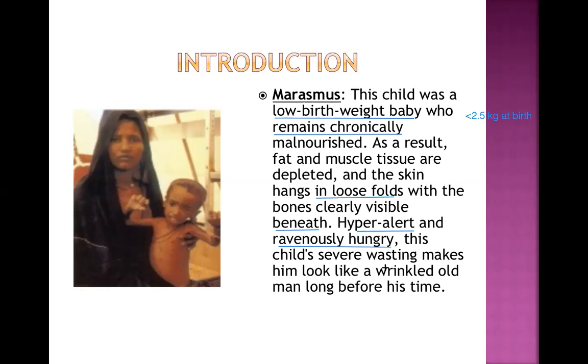This child's severe wasting makes him look like a wrinkled old man long before his time. So the baby looks like an old man. The face looks like an old man's face, much older than the real age of the child. This is marasmus. Sometimes some textbooks even mention the baby's face looks like a monkey face. That is not a good term to use. We should not use this type of term in front of the parents. But the meaning here is that the face looks older than the actual age. This is marasmus.